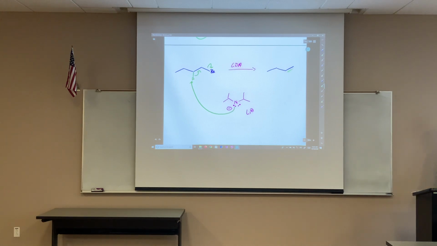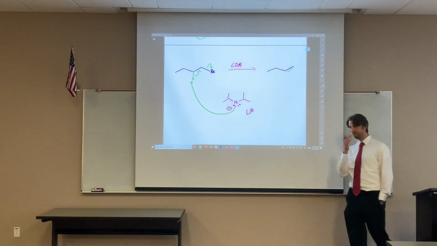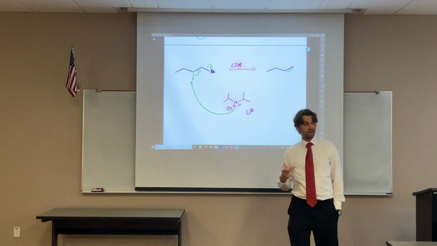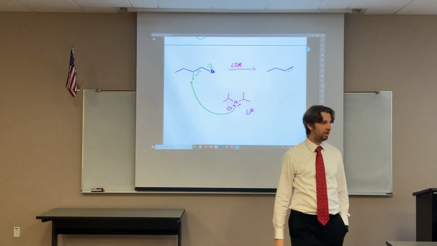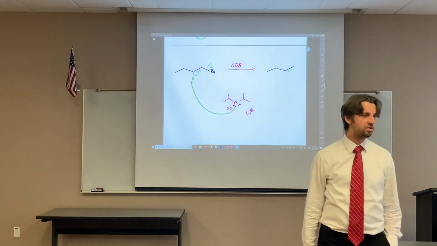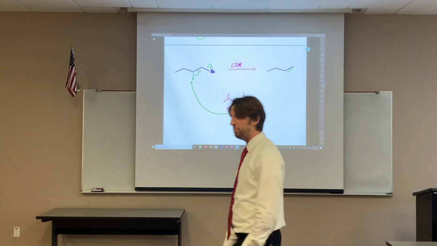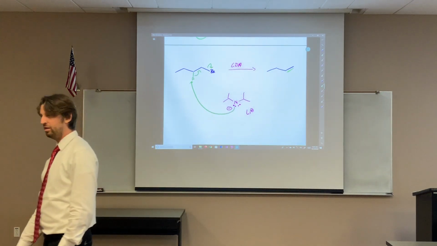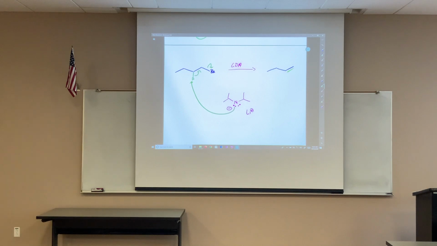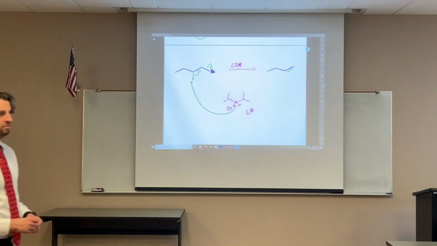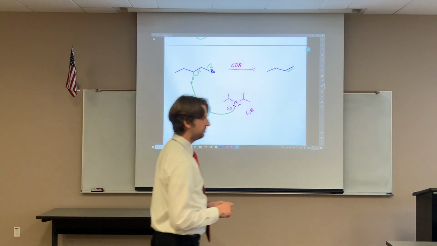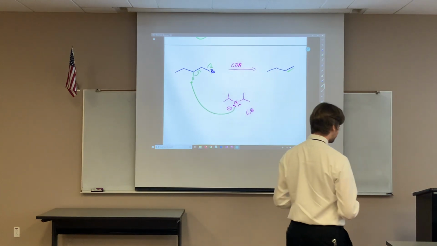Mechanism doesn't change, right? That's the whole point of a mechanism. Mechanisms are kind of our constants. They're always going to behave in the same way. The bases might change, the leaving groups might change, the substrates might change, but the mechanisms don't, right? Good?